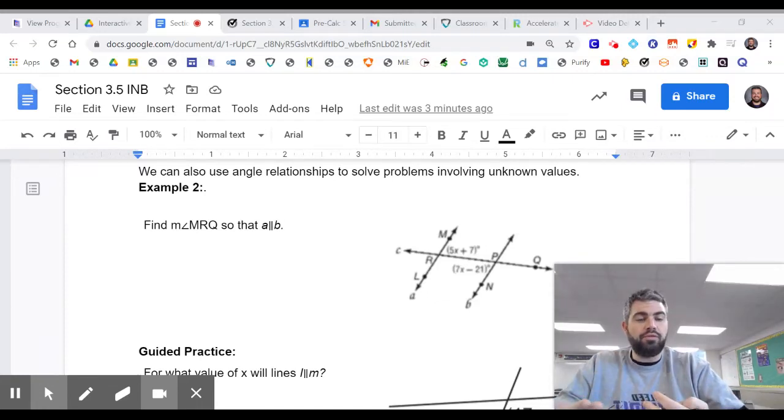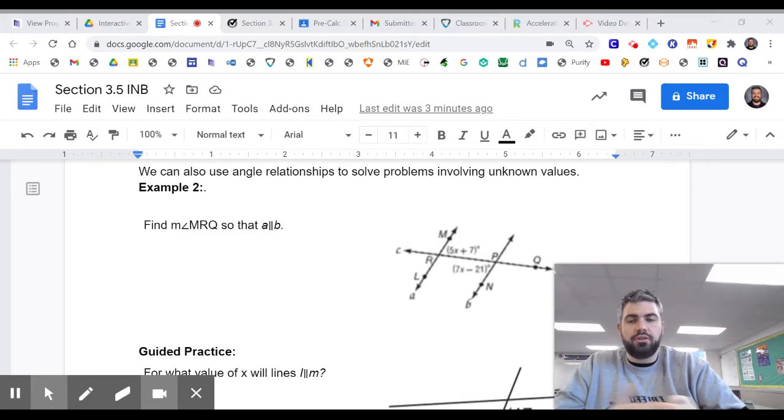Now, just like we had before when we talked about parallel lines, we could use unknowns and angle values with unknowns to prove that the angles would be congruent, right? Now, we can also do something very similar. We can find angles that we know are congruent to prove that lines are parallel, right?